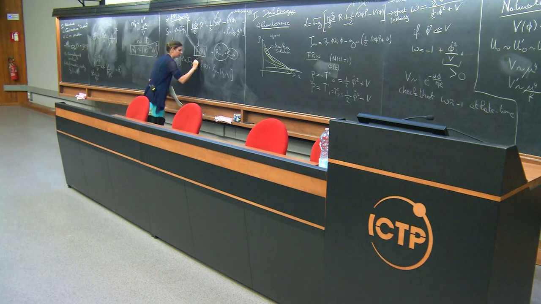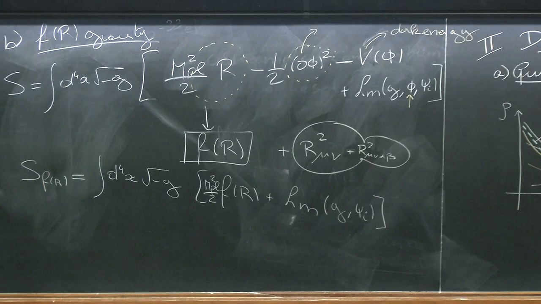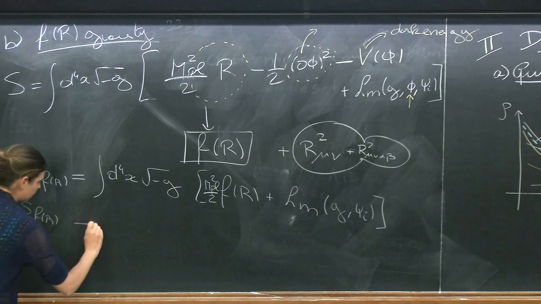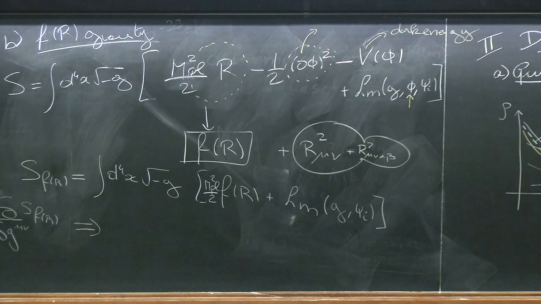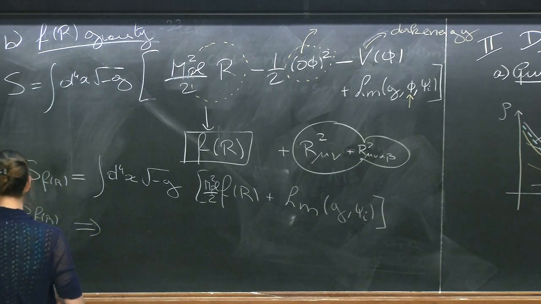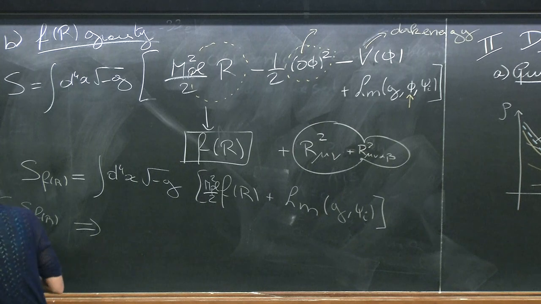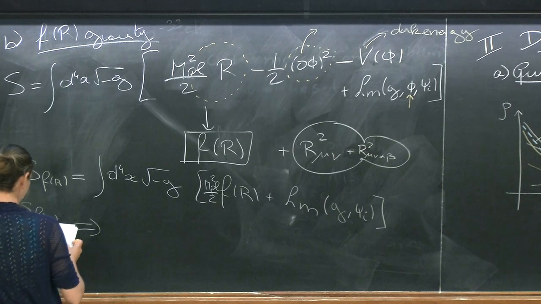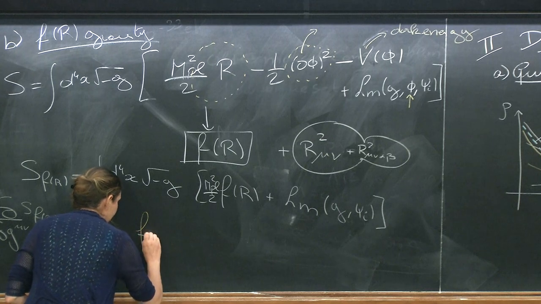Yeah, let me put the Planck square here. So then the equation of motion, you could derive them. You vary your action with respect to the metric, 1 over square root minus g, and you end up with your modified Einstein's equations, which are, instead of having just your Einstein tensor, you have something that looks a little bit like that.